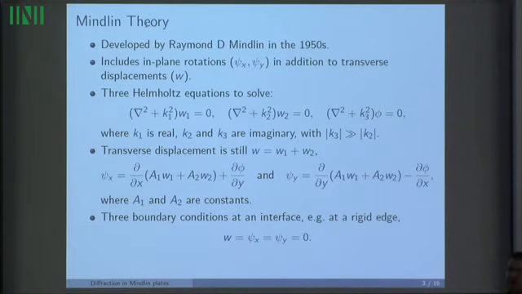Because you've got three Helmholtz equations now, you need three boundary conditions at an interface. And actually at a rigid edge it's really easy. It's a rigid edge, there's no displacement, so all three of your displacements have to be 0.